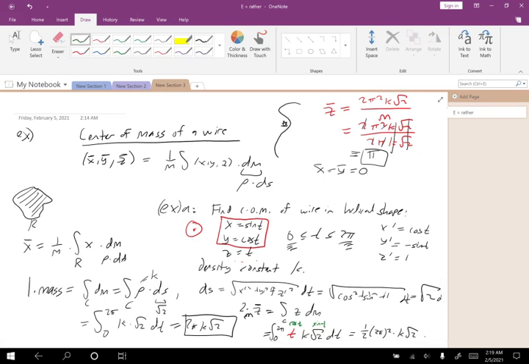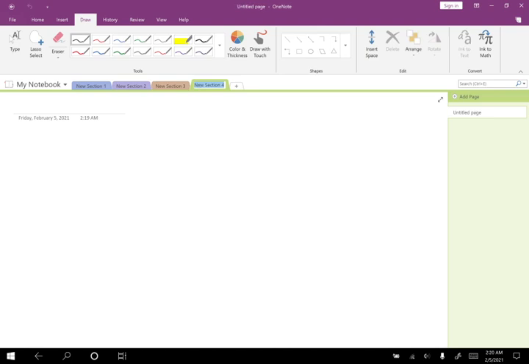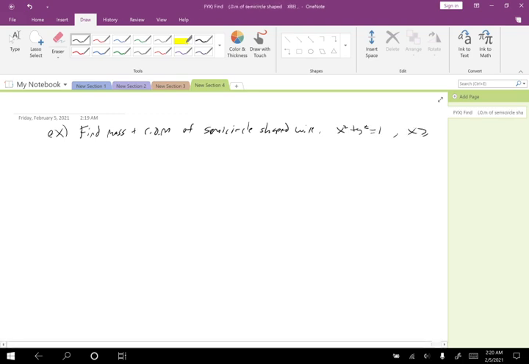Okay, let me just do one more example. In this case, you have to do the parameterization yourself, but we'll do something that's simple. Find the mass and the center of mass of a semicircle shaped wire given by x squared plus y squared equals 1 on the region x greater than or equal to 0. That makes it a semicircle, and the density is constant k.